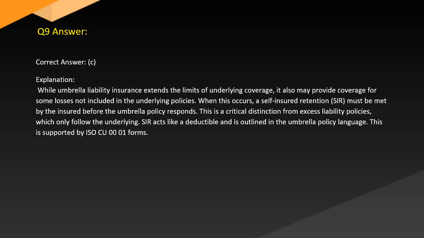Answer. Correct answer: C. Explanation. While umbrella liability insurance extends the limits of underlying coverage, it also may provide coverage for some losses not included in the underlying policies. When this occurs, a self-insured retention must be met by the insured before the umbrella policy responds. This is a critical distinction from excess liability policies, which only follow the underlying. It acts like a deductible and is outlined in umbrella policy language. This is supported by ISO CU 00 01 forms.